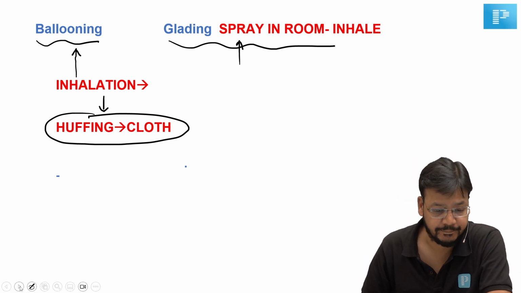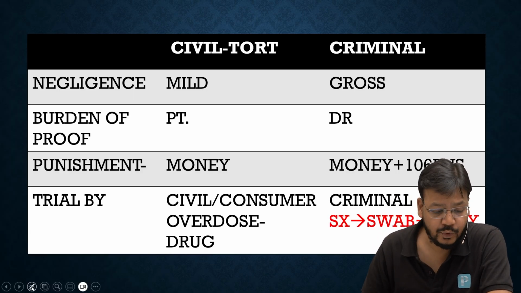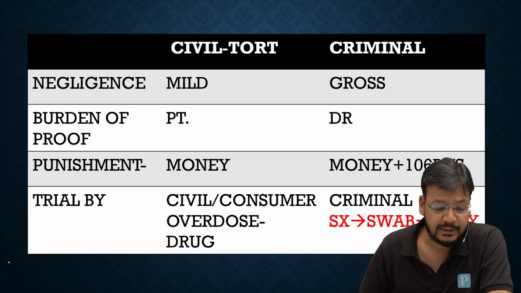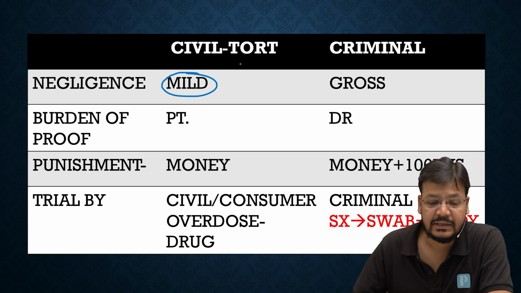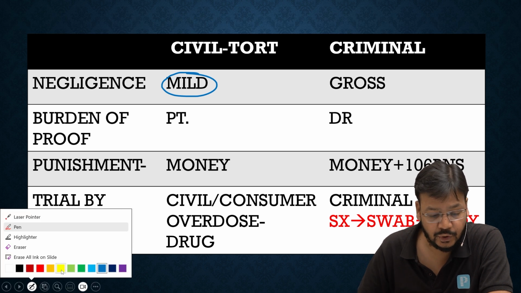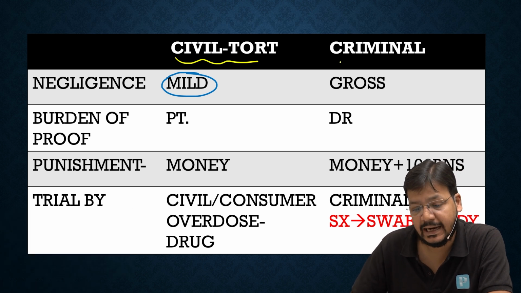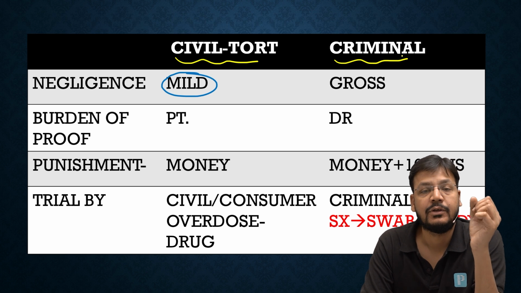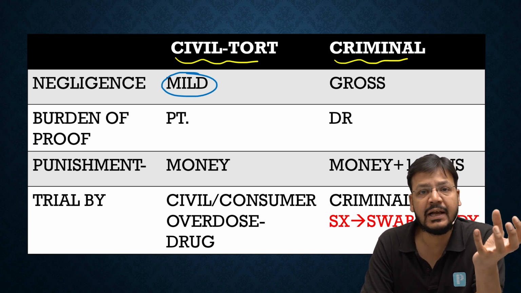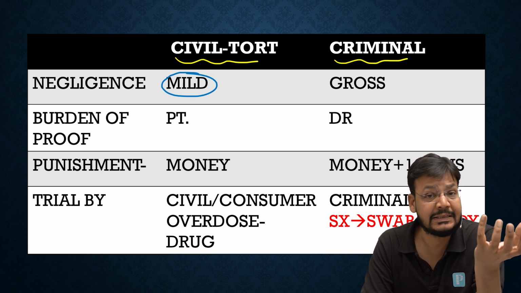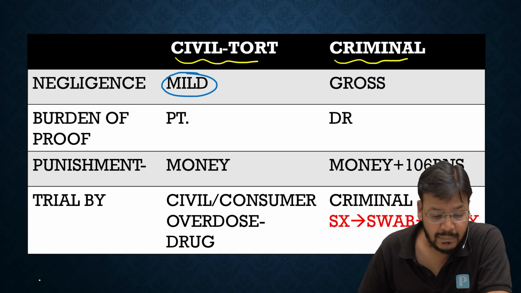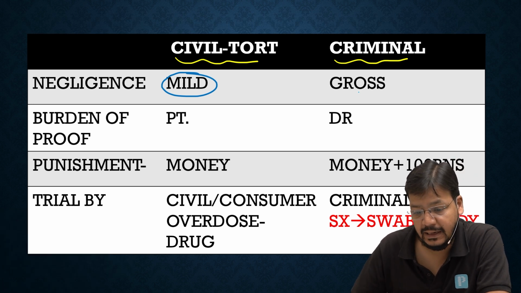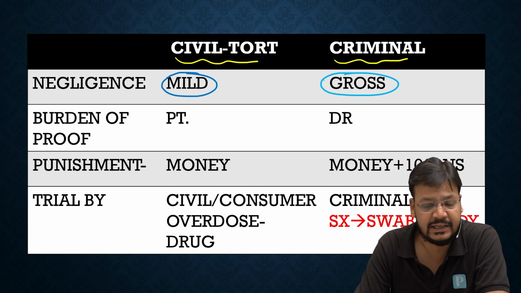Now, sir, there are two types of negligence. One very important is civil negligence, also known as tort. Second is criminal negligence. Civil negligence is a tort. Criminal negligence is another negligence. Civil negligence is a mild negligence. Criminal negligence is a gross negligence.